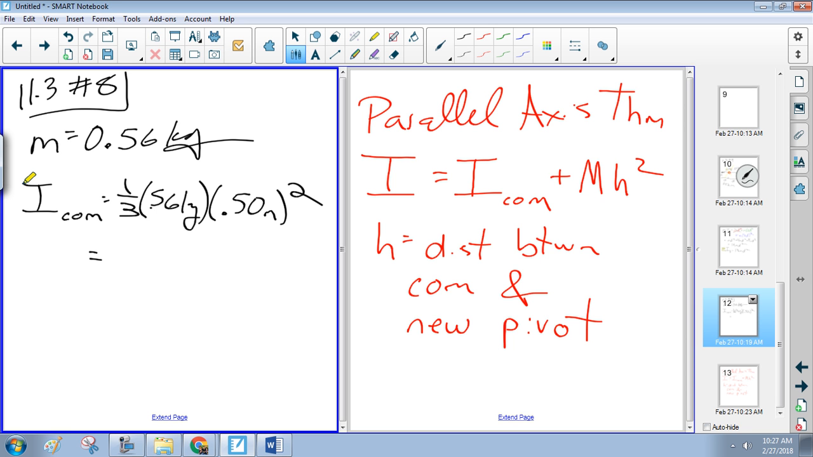Okay, and that gives us a number that I don't know, but I have a calculator right here, and the calculator knows. So 0.56 squared divided by 12. So you get 0.02613. Cool? Kilogram meter squared.